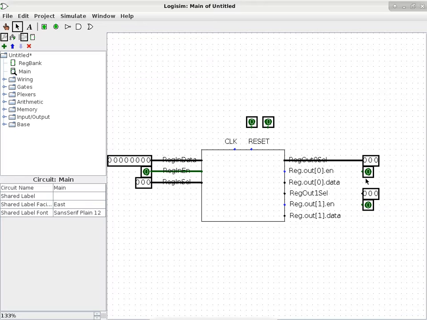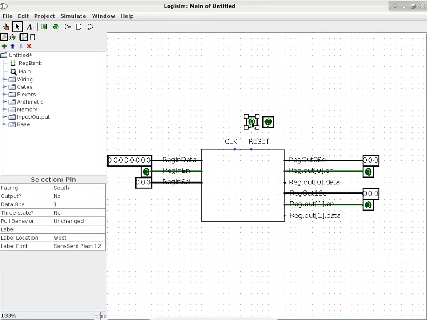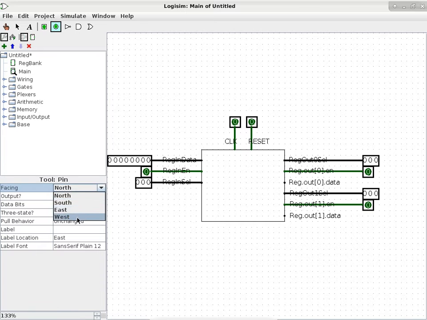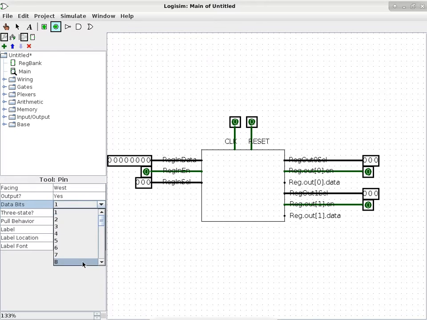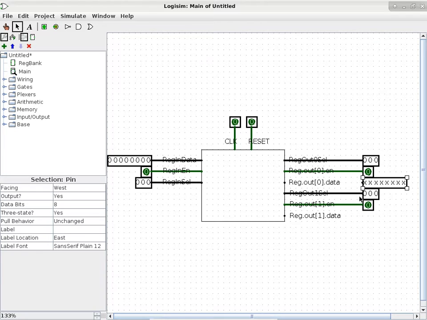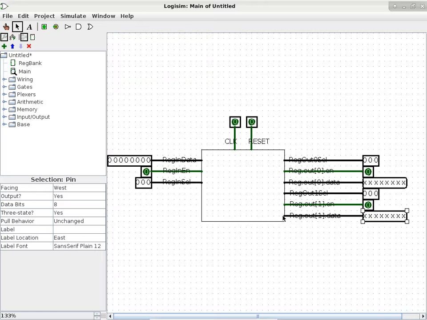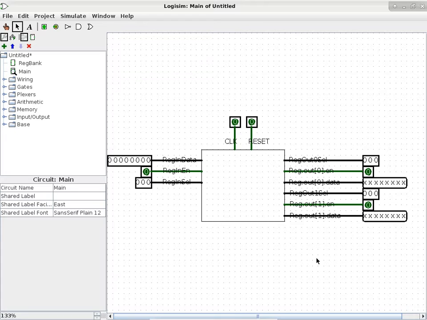So we have this. This goes here. This goes here. And then we have the data pins, which are output pins. We want it to face west. And 8 data bits. Select one here. Control D. Select the other one here. There we go. All right. Now we have the entire design done.